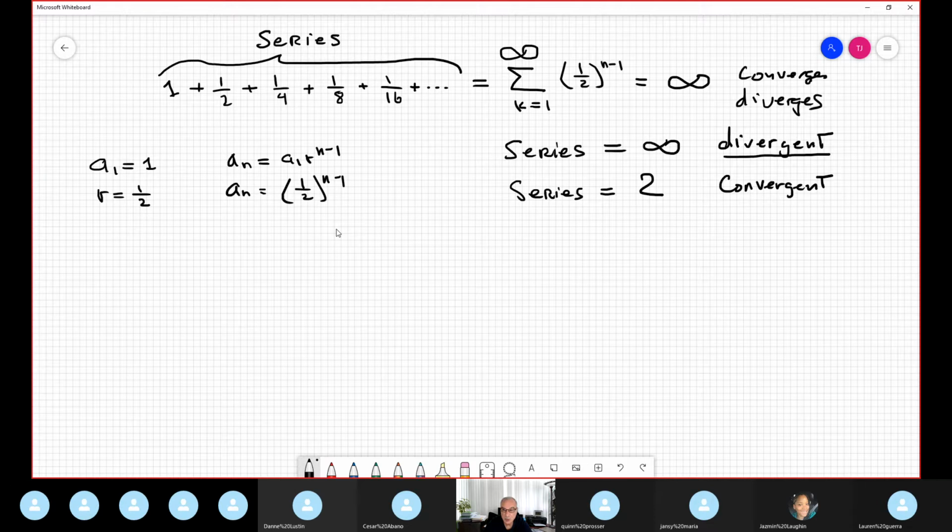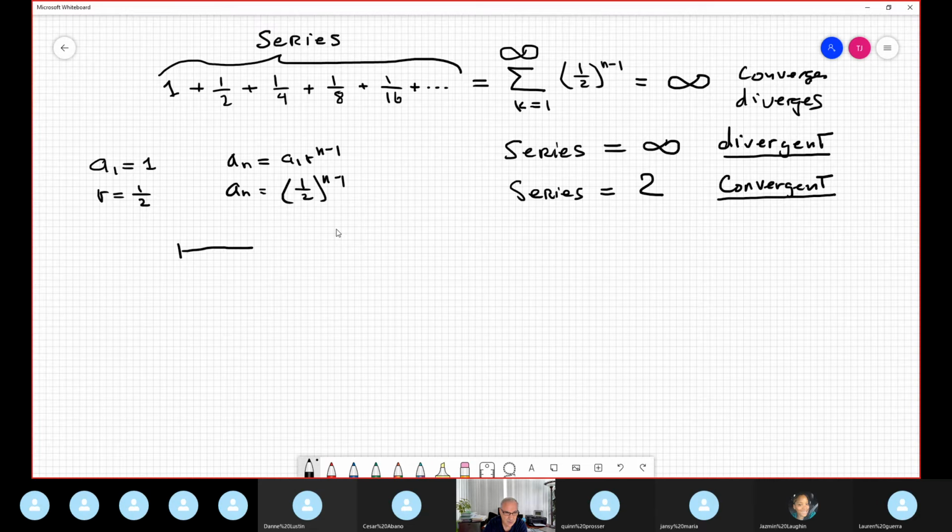But let me use intuition to understand. We have infinite elements, yeah, but the problem is that these elements are decreasing. They're smaller, smaller, smaller, smaller. It doesn't always happen that when it's smaller, smaller, it converges. It's more complicated than this. Okay, when it's smaller, it's always converging? No. But in this case, let me try to understand.